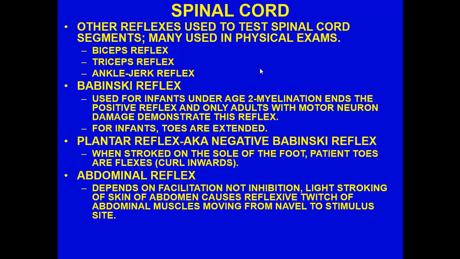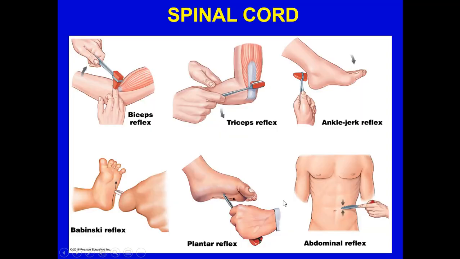Another one, the abdominal reflex. This depends on facilitation, not inhibition. Light stroking of the skin of the abdomen causes a reflexive twitch of abdominal muscles, moving from the navel to the stimulus site. So, do almost like a light stroking here, and you're going to have a reflex over here. The ankle jerk reflex is basically using the reflex hammer on the calcaneal tendon.